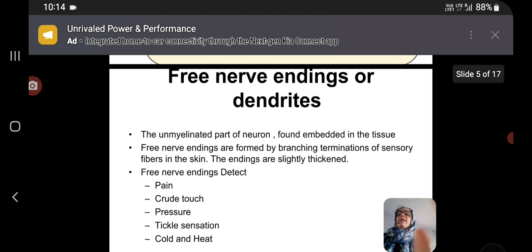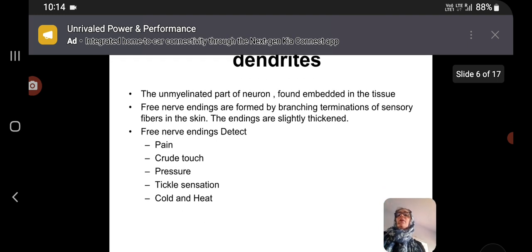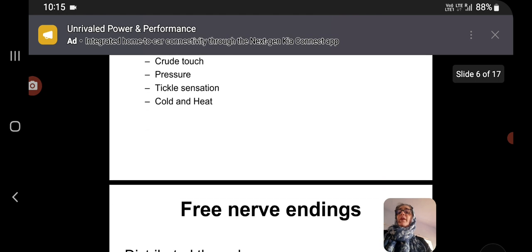Now let's see the free nerve endings or dendrites. They are the unmyelinated parts of neurons. The neurons end up in tissues, and these free nerve endings are responsible especially for pain, and also pressure, hot, cold, and balancing of muscle tension, etc. They give prickling pain, and they detect the external stimuli of the body.